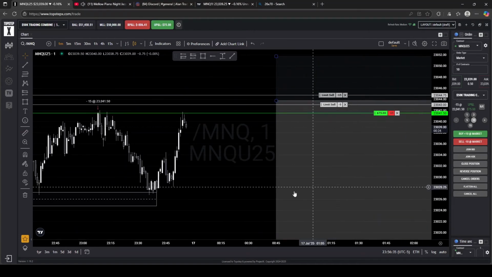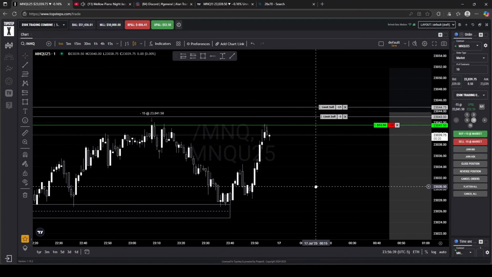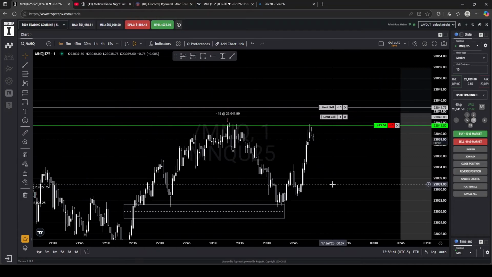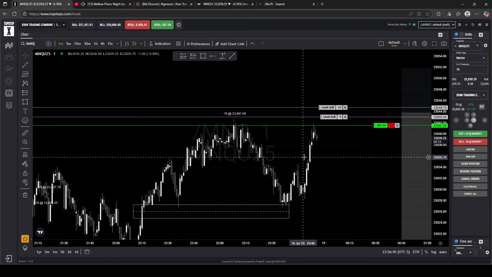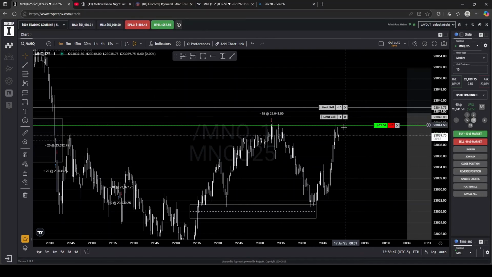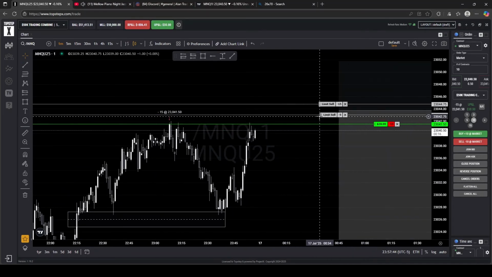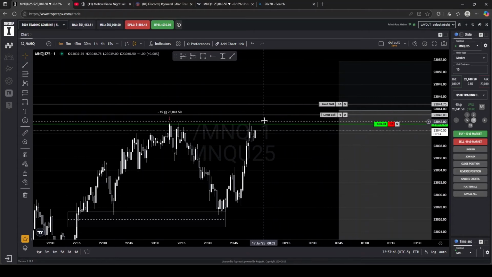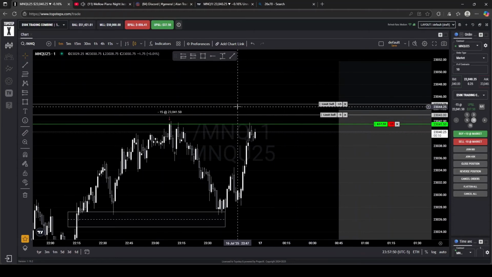All right, so it looks like it's rejecting off of 1 minute again. Nah, I'm pretty sure it's gonna sweep that and then tap into the 5 minute and the 15 minute. My limit sell for 5 micros is on the 5 minute and for 15 micros on the 15. I did not mean to do that.